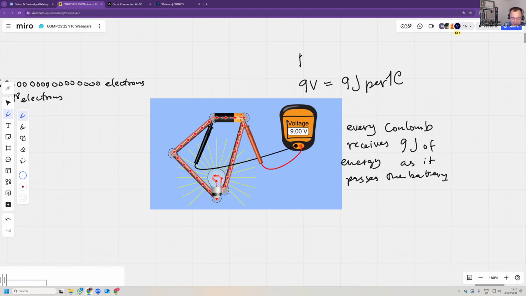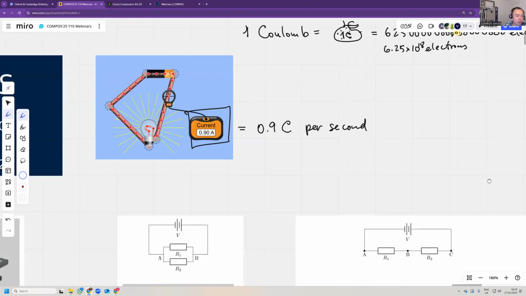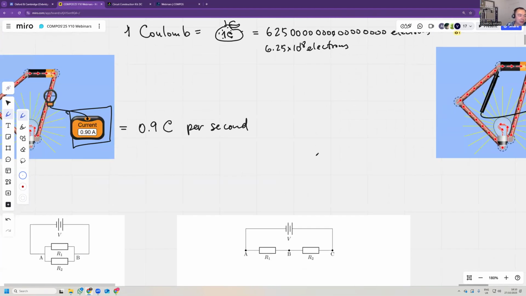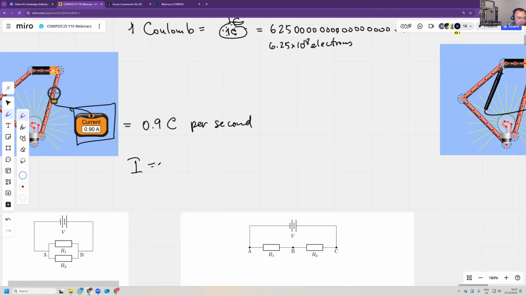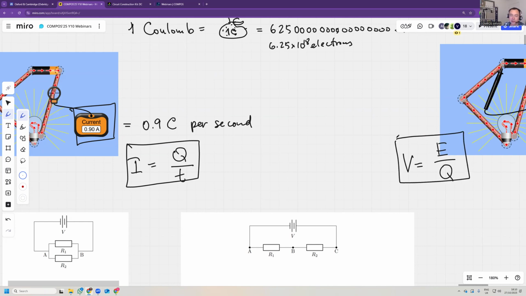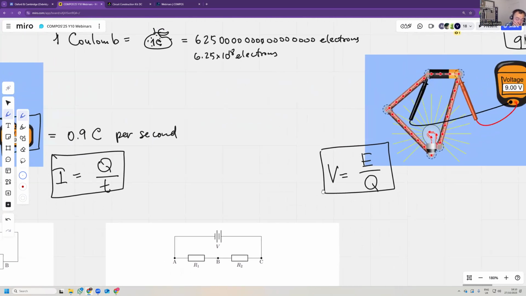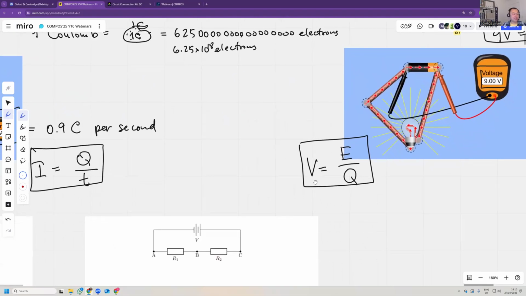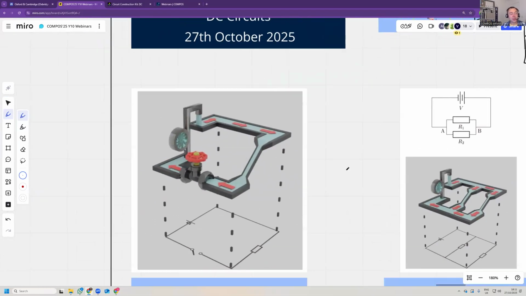And 0.9 amps means 0.9 coulombs per second. And that's important. And there are 2 formulae. Current is the charge divided by time. And voltage is the energy divided by charge. Energy per charge. Okay, that's the definition. Hope that makes sense. And now we move on.